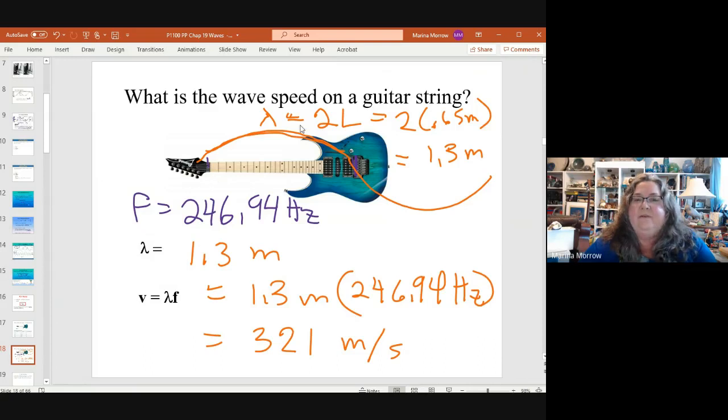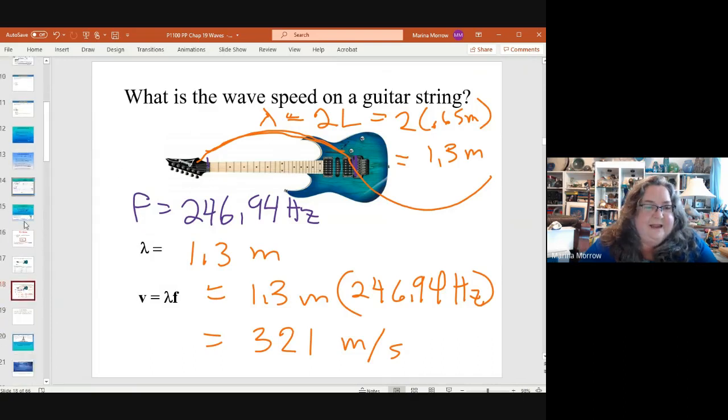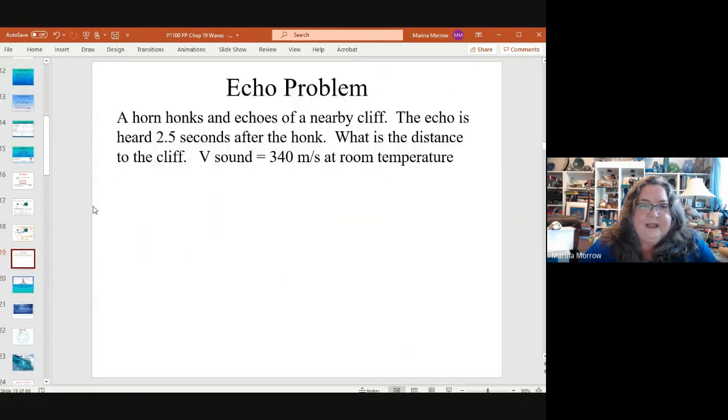Okay, so remember that musical instruments play in the fundamental, and that the wavelength is going to be 2 times the length of the string, because that will come up in some of your homework problems and test problems. Okay, let's keep going then.